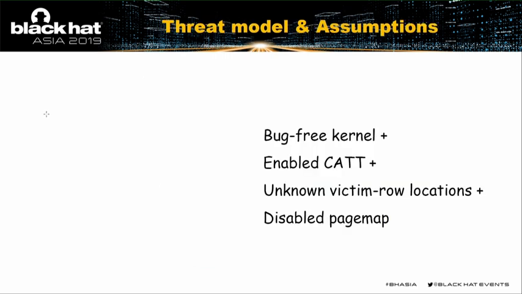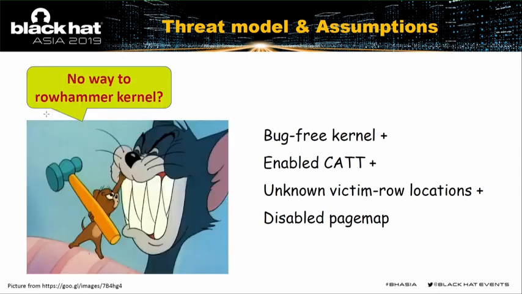For our attack, we assume that the kernel is bug-free and protected by CATT. As such, the user and the kernel are isolated from each other. Since the kernel is protected by CATT, we have no idea where the vulnerable rows are located in the kernel partition. And the last is that we have no access to the pagemap. So is it possible for us to Rowhammer the kernel? Yes, of course. Otherwise, we wouldn't be able to stand here.